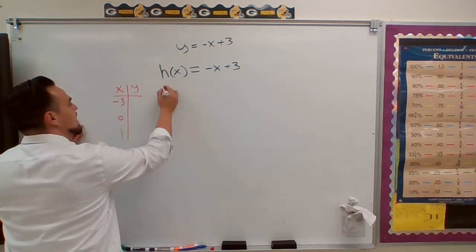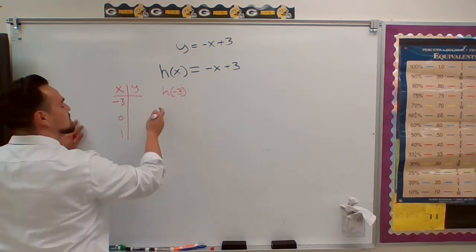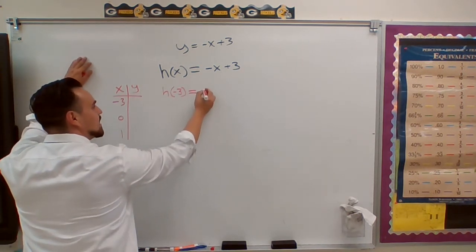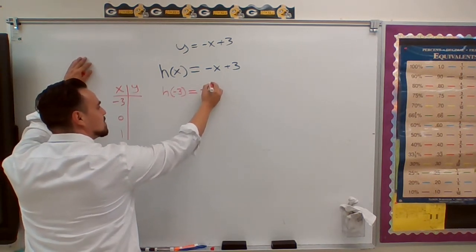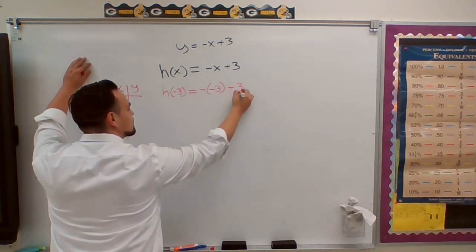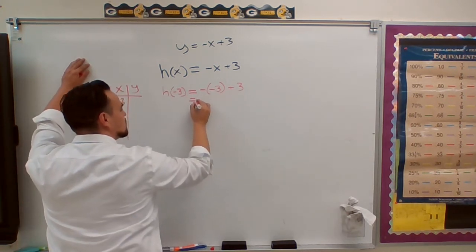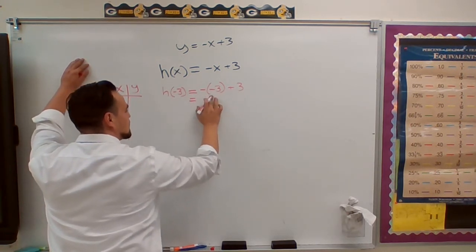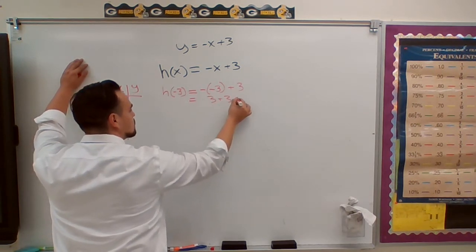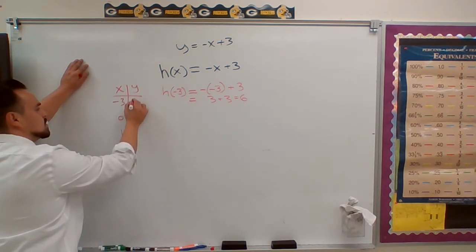So what is my h of -3, or when x is -3, what is h of -3 as it's said? Well, anywhere I see an x, I plug in a -3. Negative times a negative is a positive, so that's going to equal 3 plus 3, which is equal to 6. So h of -3 is equal to 6.